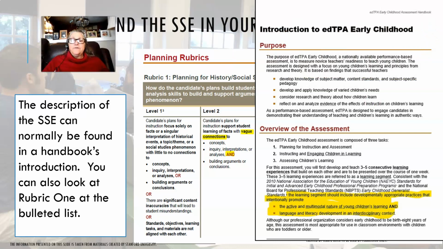Early childhood. Let's find yours. Yours is not quite as obvious, but it's found again in the overview of your assessment in the handbook. The learning segment should include developmentally appropriate practices that intentionally promote the active and multimodal nature of young children's learning and language and literacy development in an interdisciplinary context. That's what you have to keep in mind throughout your segment.